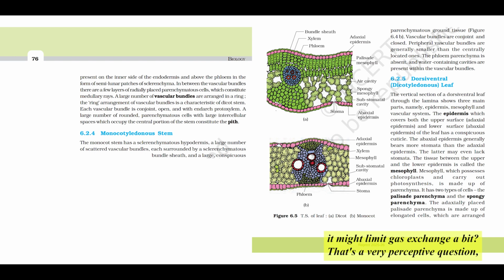That's a very perceptive question, and it points directly to a brilliant adaptive strategy. It's really a classic example of structure serving function to minimize water loss, which, remember, is a plant's constant battle. Think about it. The lower surface of the leaf is typically less exposed to direct sunlight, intense heat, and strong winds compared to the upper surface, right?